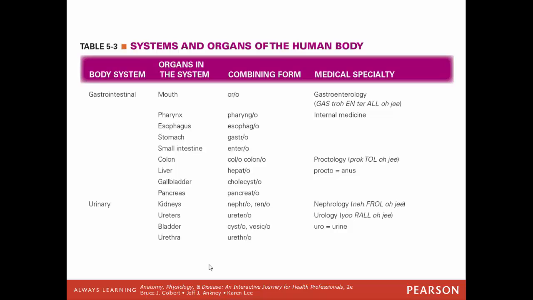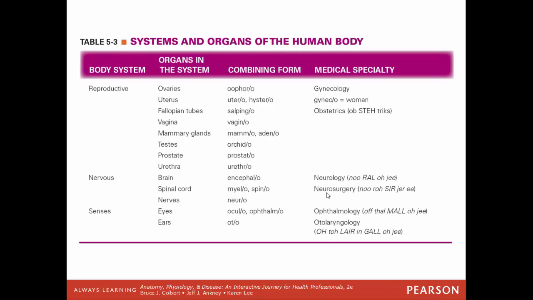Urinary: kidneys, ureters, bladder and urethra. Nephro, or reno for kidneys. The urethro, ureto, and so on. The uro is always a reference to urine. The reproductive system: ovaries, uterus, fallopian tubes, vagina, mammaries for females; testes, prostate, urethra in males.